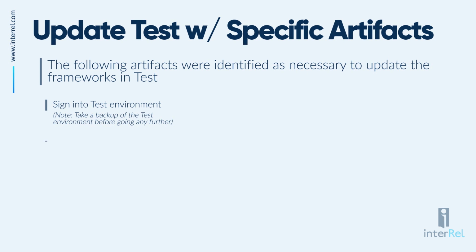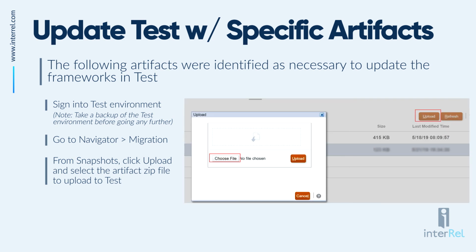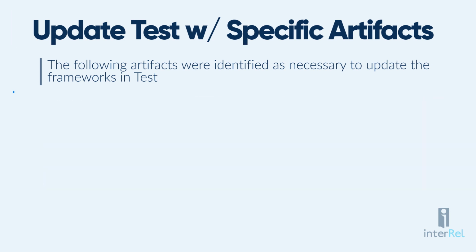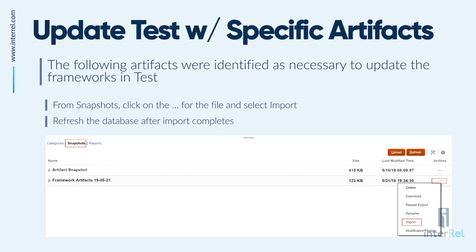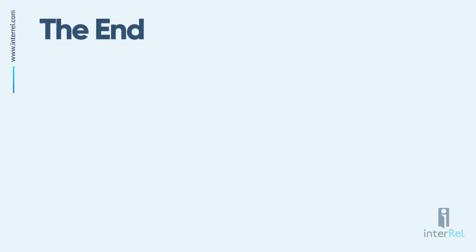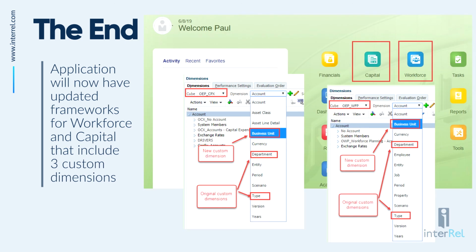Once in test, from the navigator menu, select migration. Go to the snapshots tab and click upload. Select the file that we downloaded to our PC. Once the file is uploaded, it will appear in the list of snapshots. Click on the three dots for the file and select import. It may take several minutes for the import process to complete. Once completed, perform a database refresh. The application will now have updated frameworks for workforce and capital that include all three custom dimensions.